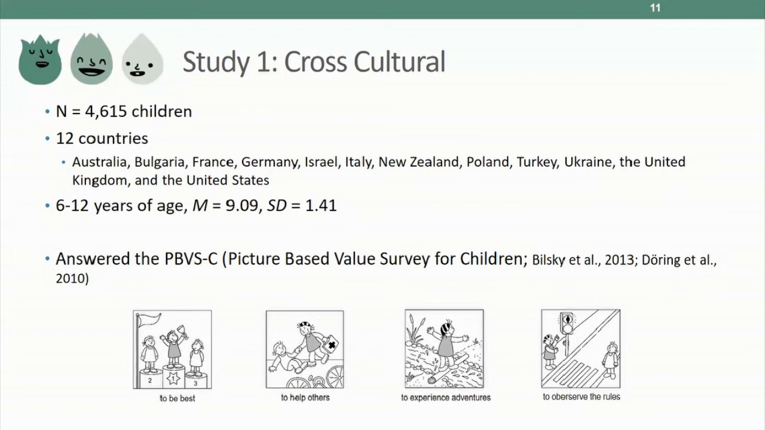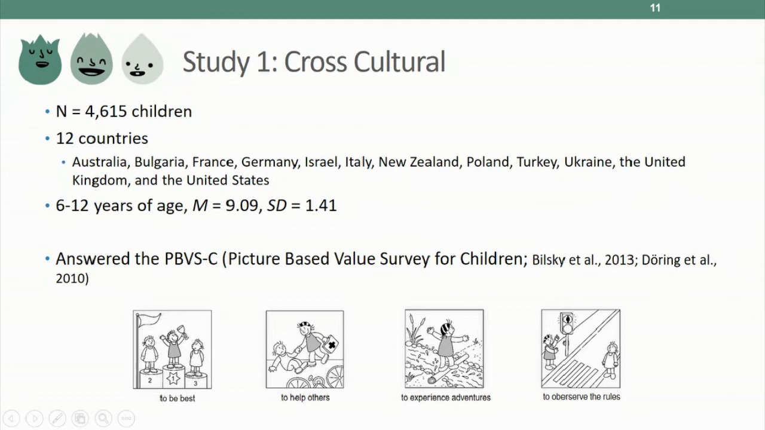Our first study was a cross-cultural study. We had 4,600 children from 12 countries between 6 and 12 years of age. And the children answered the portrait-based, the picture-based value survey for children, and a Döring's questionnaire.